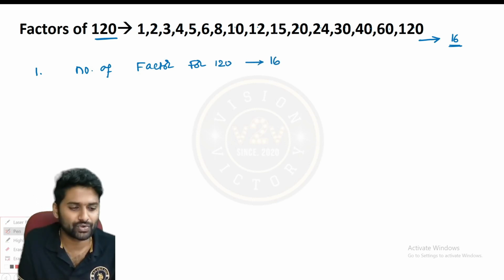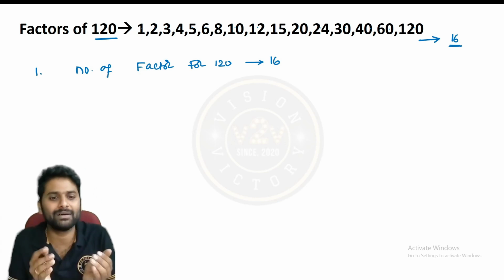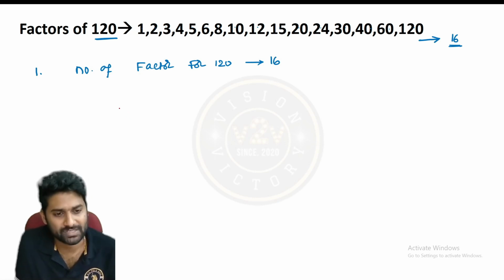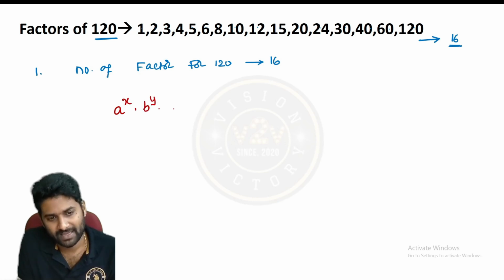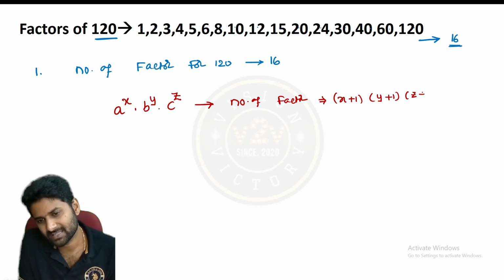Guys, if you go through the manual approach, definitely it takes too much time. That's why learn multiple methods to identify the factors. First one, if you are interested in prime factorization concept, for example, a power x, b power y, c power z, all are prime factors. The formula to find number of factors is (x plus 1) multiplied with (y plus 1) multiplied with (z plus 1).